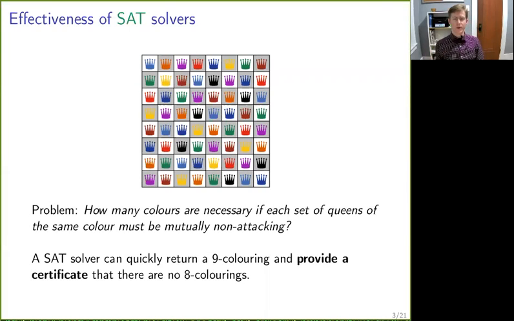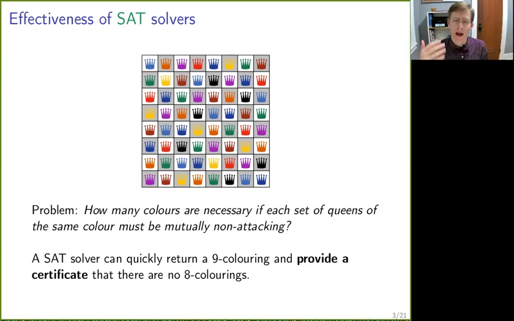Interestingly, a lot of problems which have nothing to do with logic can be reduced to logic in order to solve them. An example of this is this coloring problem here. Say you have a queen on every square of a chessboard, and you want to color the queens so that queens of the same color can't attack each other. Turns out you need at least 9 colors to do this.